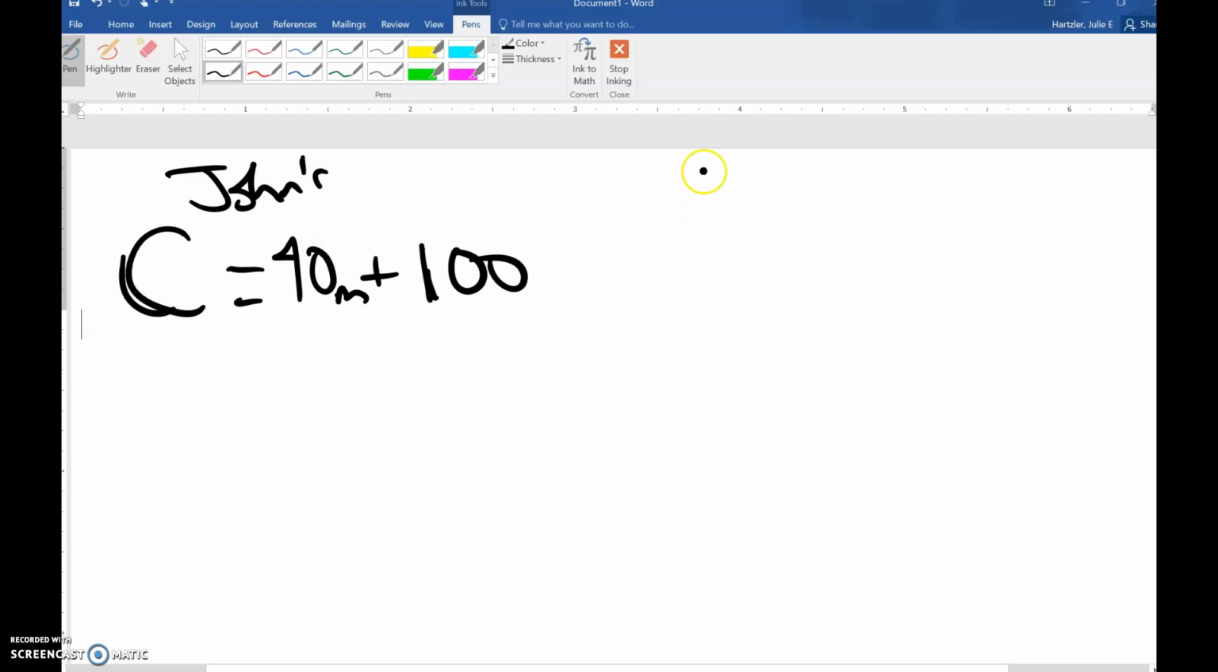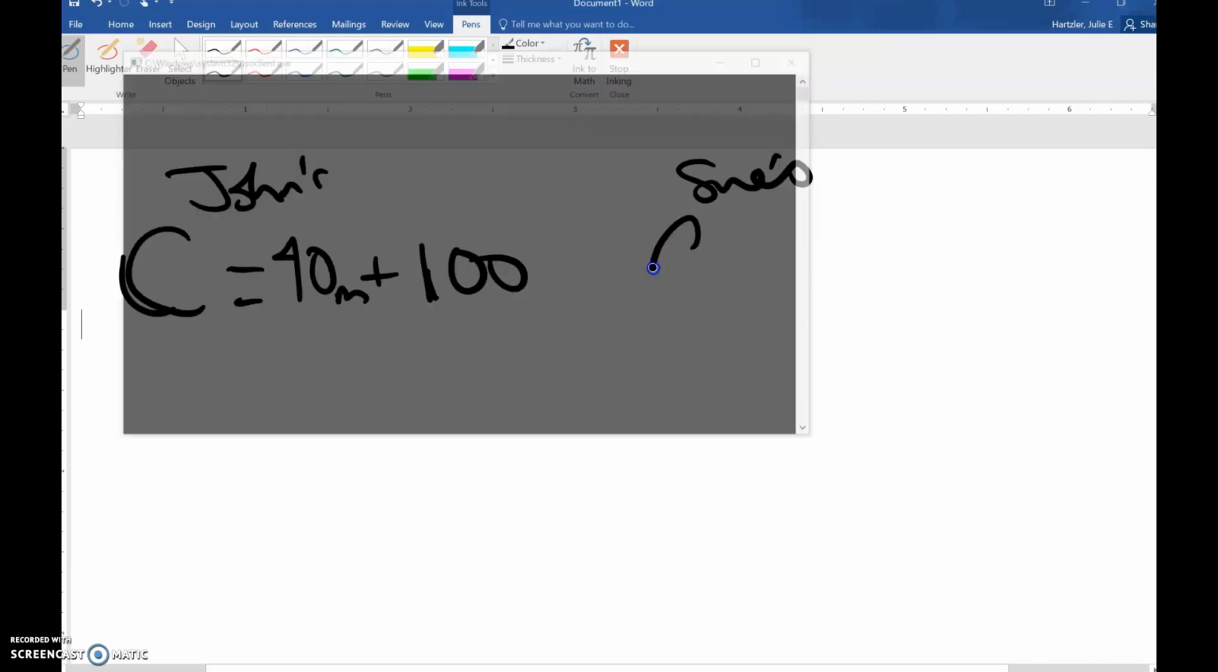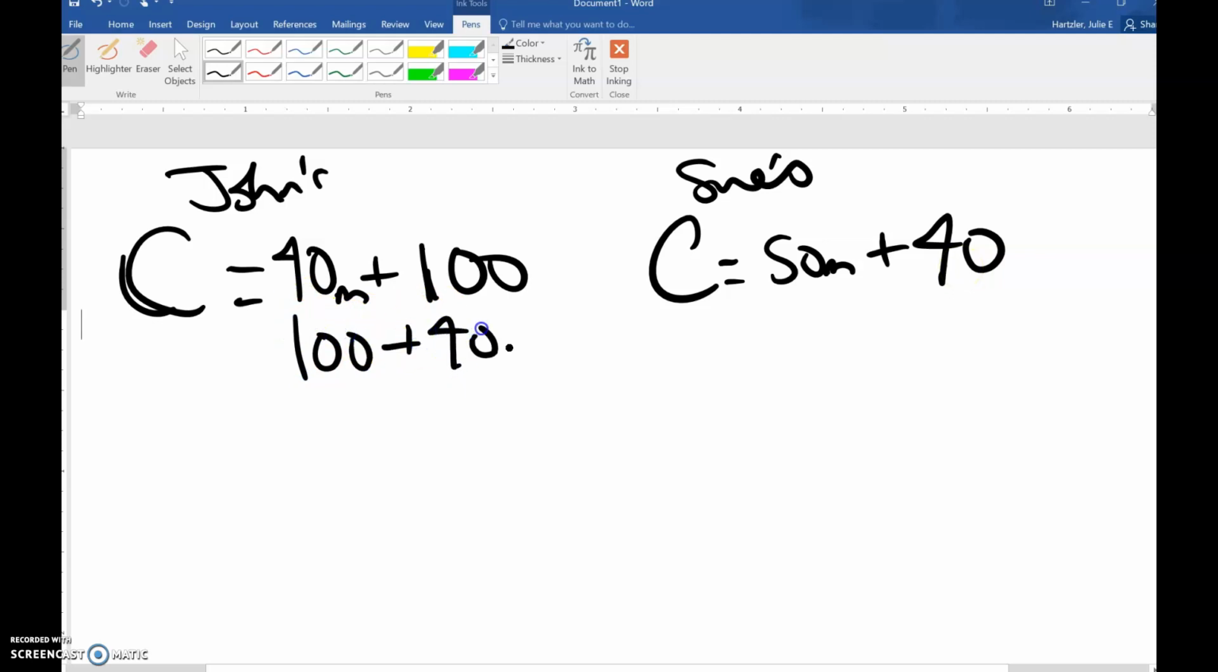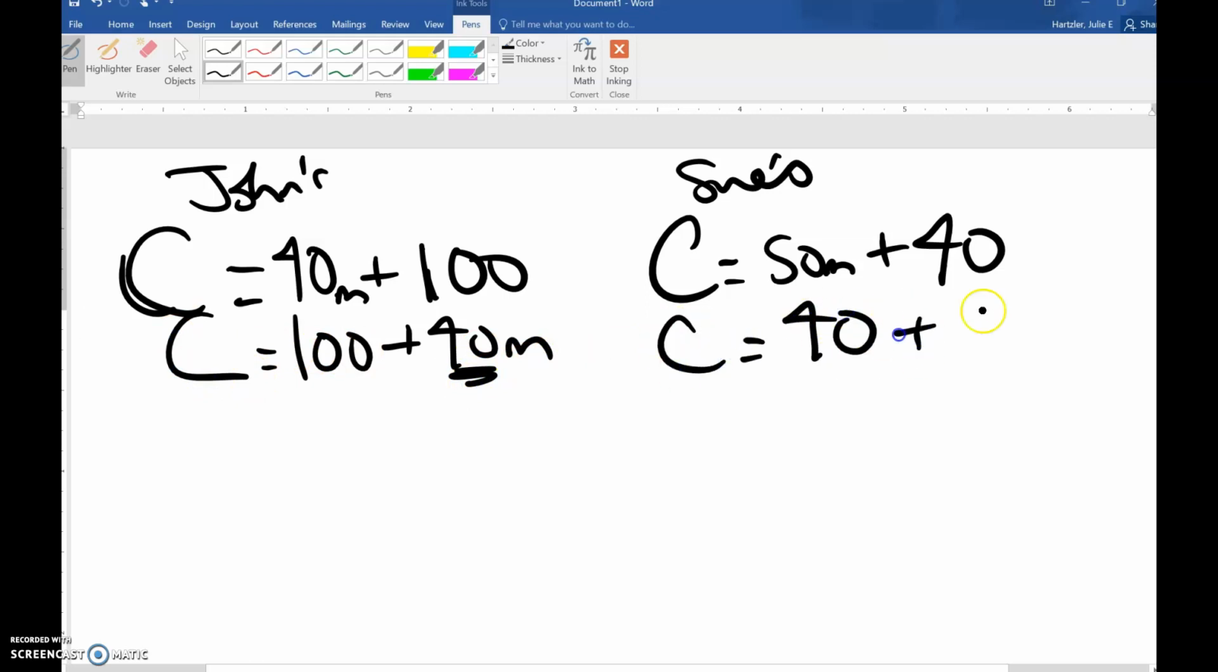And then we have Sue's gym. And the cost of joining that gym is a $40 fee and then $50 per month. And again, if you want to do Y equals 40X plus 100, Y equals 50X plus 40, that's fine. If you write these in the other order, like $100 plus 40 per month, that is totally fine, as long as your slope is by your variable, you're okay. That doesn't hurt anything. All right, so I want to find the break-even point using algebra.